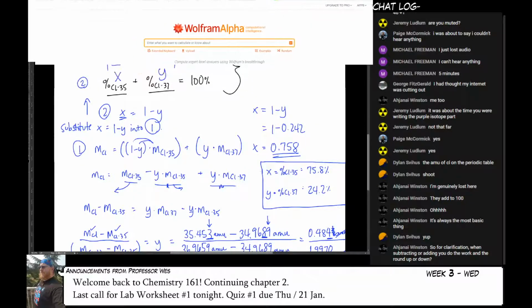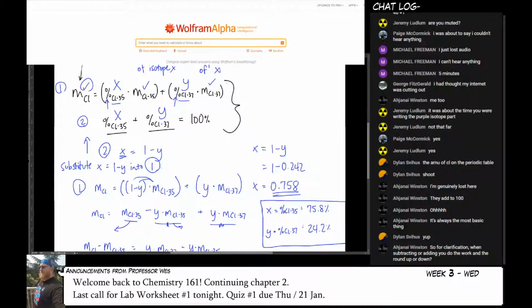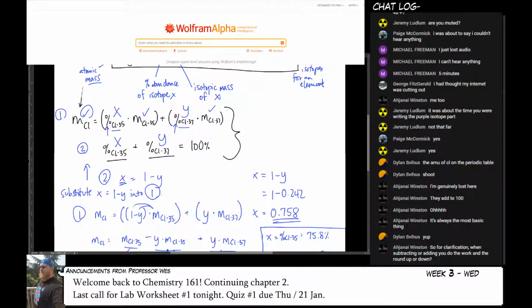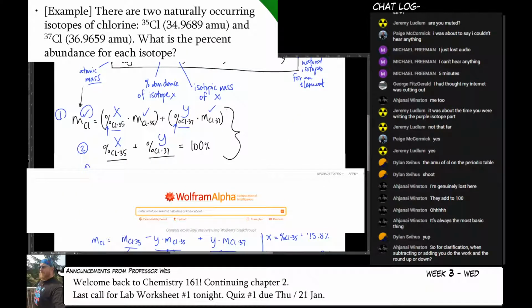So I need to minimize this because I need to be able to see the equation that I'm working with here. Now, when you do this, you do need to enter the numbers into the expression. And so here's how we're going to do that.